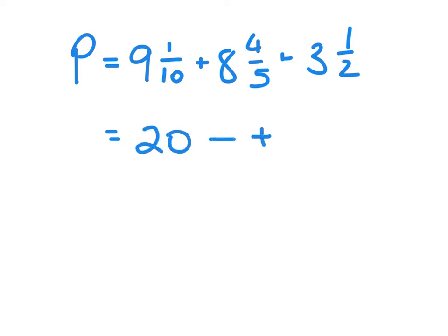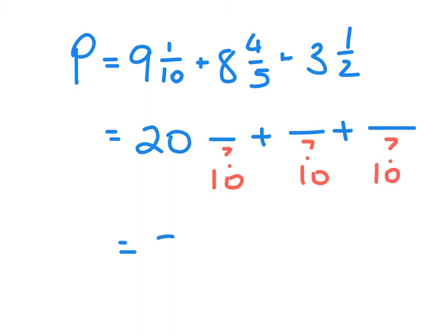Then we deal with the fractions, and this time we need to get a bottom number which is common to all the fractions. So what's the first number in the 10 times, 5 times and 2 times table? What's the lowest common denominator between all of those? And hopefully we know it's 10. So we change those to 10, do the adding up sum, and we get our final answer.